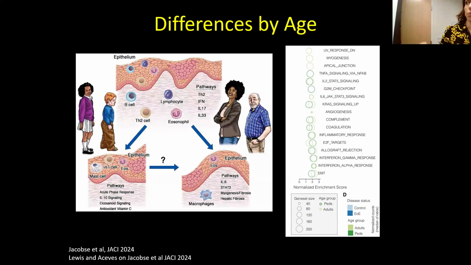If you want a little synopsis, one of my computational collaborators and I wrote a little editorial, so it'll summarize it for you in a bite-sized piece. But the other thing they found was that the predicted pathways were really different. So in kids, it was acute phase responses, IL-10 signaling, eicosanoid signaling, antioxidant. So IL-10 and antioxidants, we would think of that as sort of protective. So it seems like kids still have this mechanism to try and protect their esophagus. But then if you look at the predicted pathway, so that doesn't mean they're absolutely happening, but it's what's predicted by the RNA sequencing, in adults, it's much more IL-6, STAT3, myogenesis, fibrosis, hepatic fibrosis.